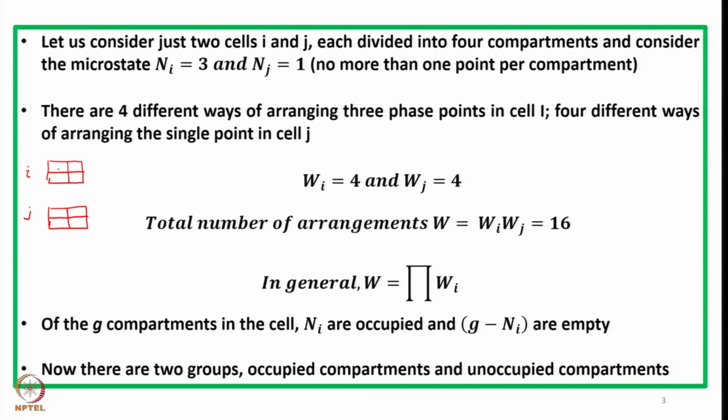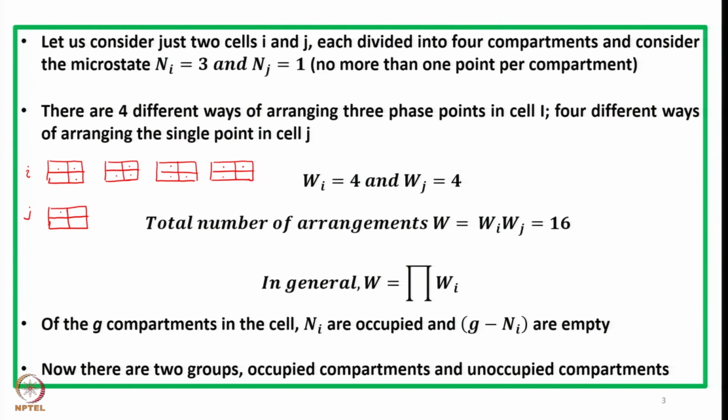So let us say I put 1, 2, 3, then you can have the next one. You start from here, 1, 2, 3. You can have another one, 1, 2, 3, and there can be another arrangement, 1, 2, 3. There are 4 possibilities, 4 different ways of arranging these phase points in cell I.